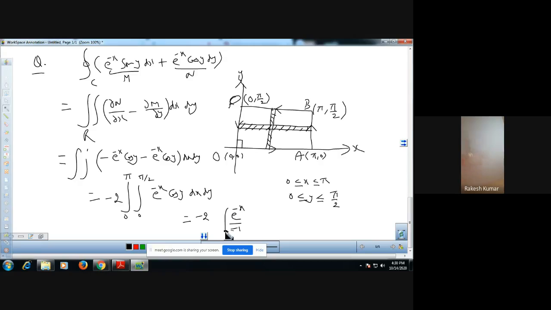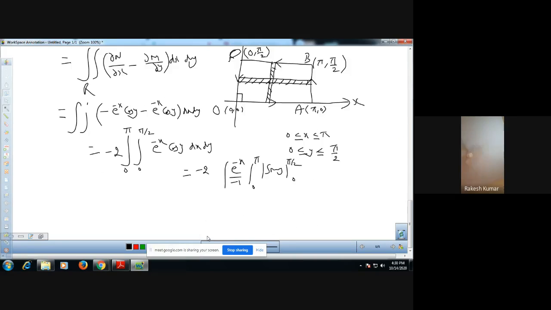e^(−x) over −1, from 0 to pi. Integration of cos y is sin y, from 0 to pi/2. So put in the values of the limits. This comes out to be e^(−pi) − 1, and this is 1 − 0. So this is your required value of the integral, 2(e^(−pi) − 1). So this is your required answer. This is the procedure to find the solution of a question with the help of Green's theorem.